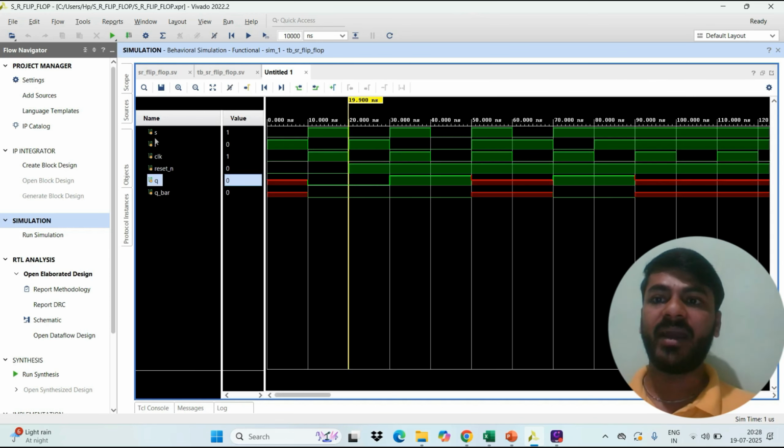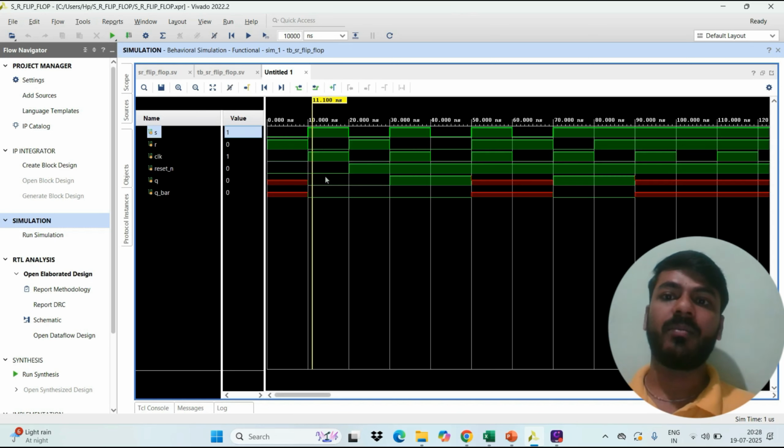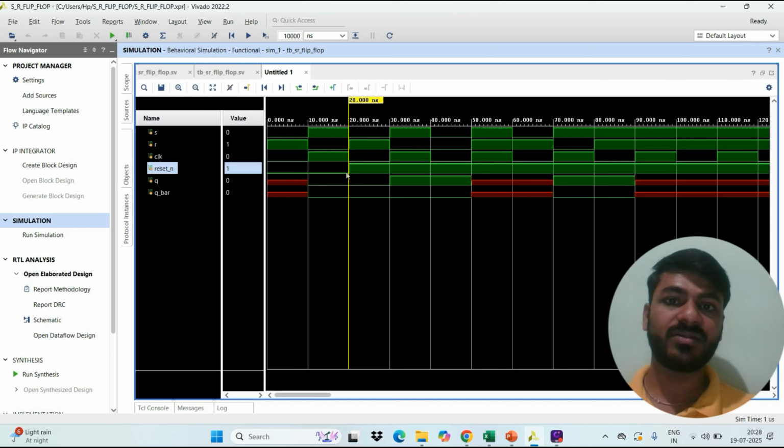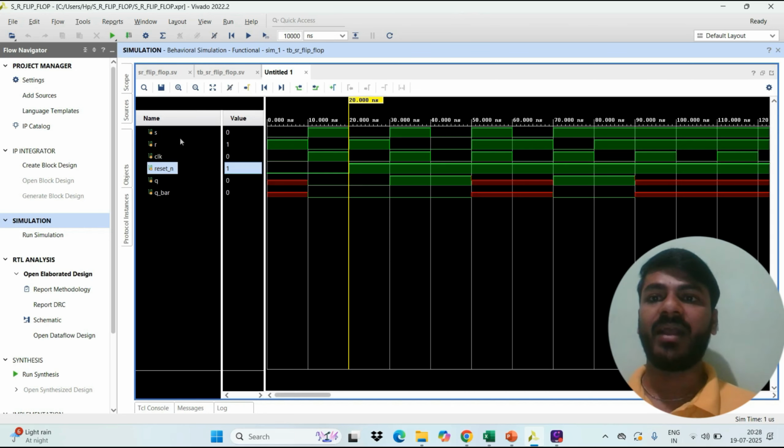Here also my s and r is 0. Here my s is 1 and r is 0, but reset is 0, so output is 0. Okay, at 20 nanoseconds my reset goes high, so now the functionality starts. When my reset goes high, at that time my s is 0 and r is 1, means the flip flop is in the reset state. So you can see output q is low, and q bar is also low. Okay, why?